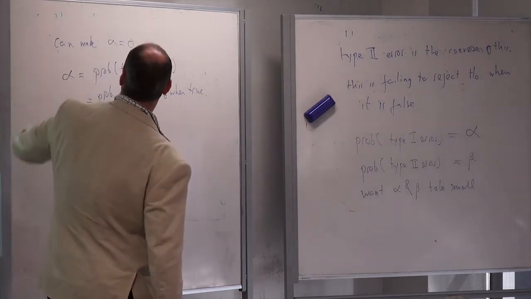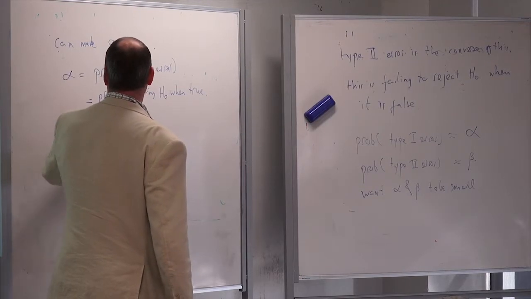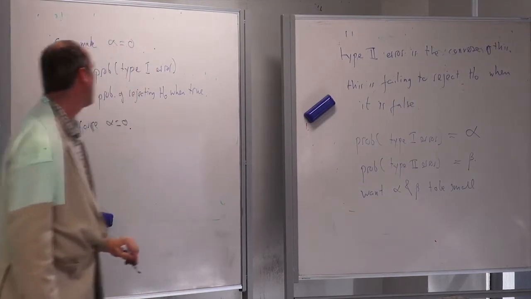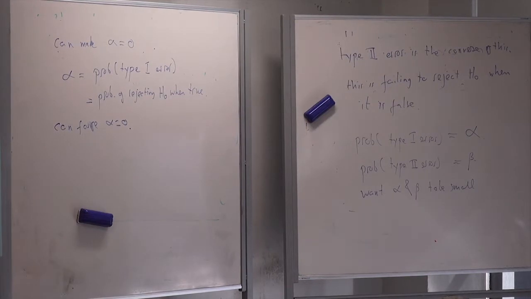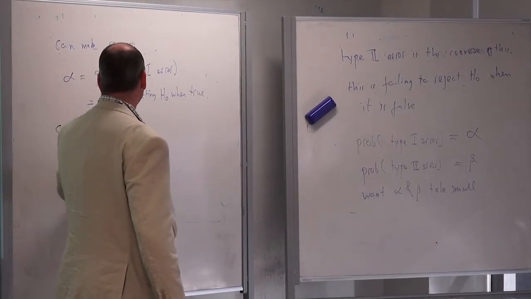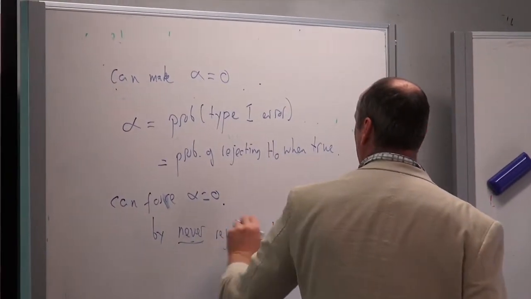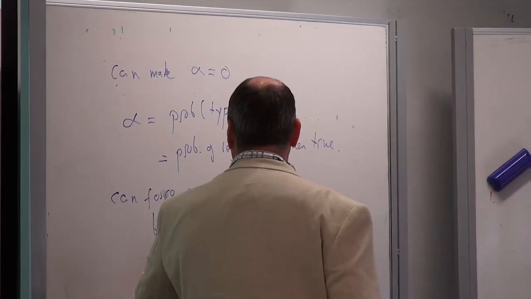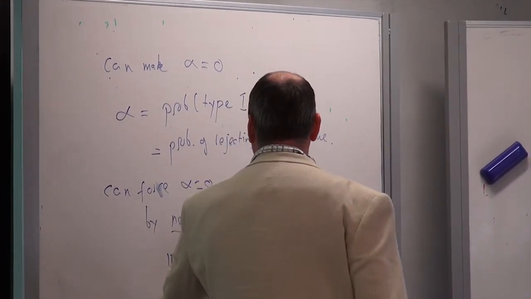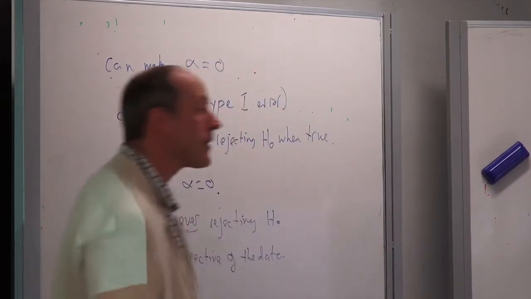Okay? We can force alpha equals 0. How can we do that? Can anybody say how we can do that, just in words? By never rejecting it, irrespective of the data. So that is a stupid thing.